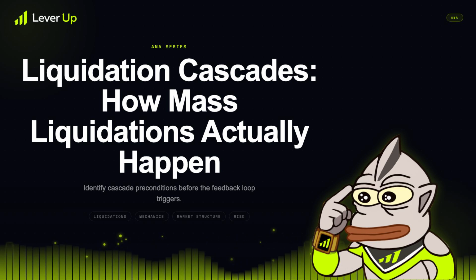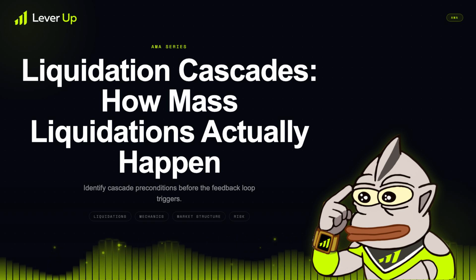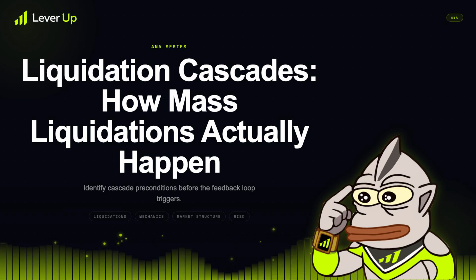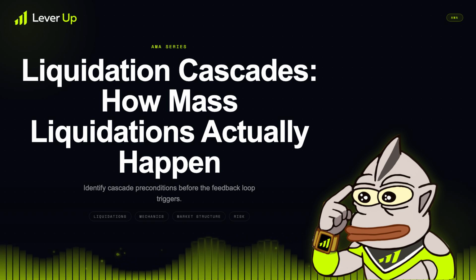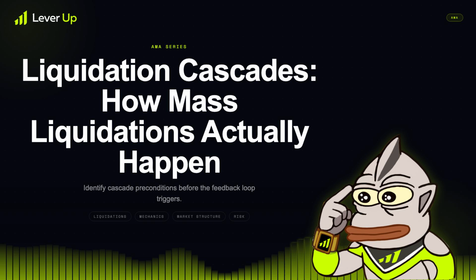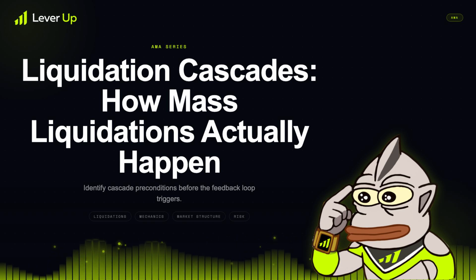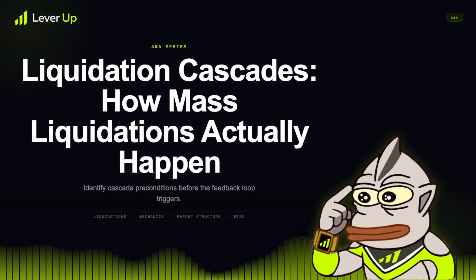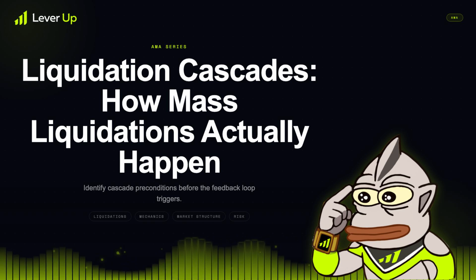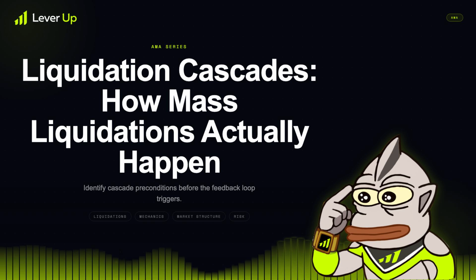Let me bring this back to the practical takeaway. Liquidation cascades are mechanically predictable, even if their precise timing is not. The inputs are observable before the event. Open interest concentration, average leverage, funding rate, market depth, these are all available to you before the cascade begins. Traders who actively monitor these inputs are in a fundamentally different position than those who don't.